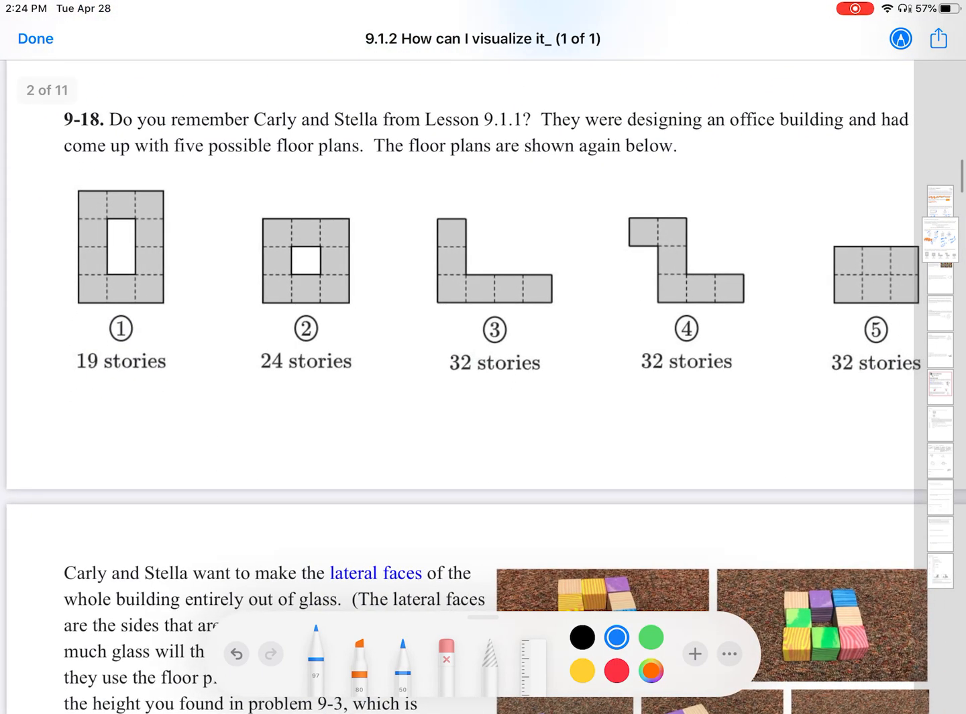Okay. So, do you remember Carly and Stella from lesson 9-1? They were designing that office building, right? And then we had from before, these floor plans shown below, much like we have. But remember that we had to have at least 100 and no more than 195 cubes, or I think they had a different name for it, that could be in there, right? So that meant that if we had this layout, we could only have 19 stories. If we had this layout, we could have 24 stories, and the rest of them were 32, 32, and 32.